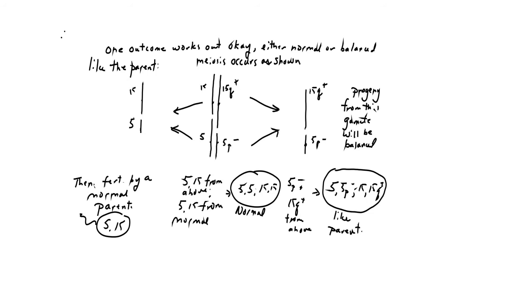So when that happens, you have fertilization with a normal parent, and then depending on the segregation, the normal 5-15 gives you normal 5-5-15-15. But the one where you got the q plus going with the p minus gives you an individual who is just like the parent. They have the translocation, but they're normal because it's balanced.